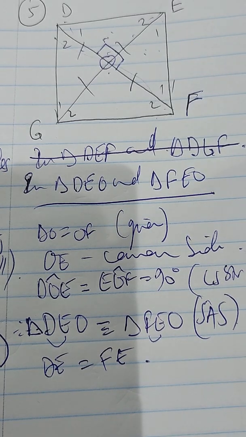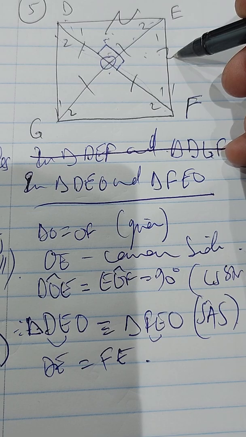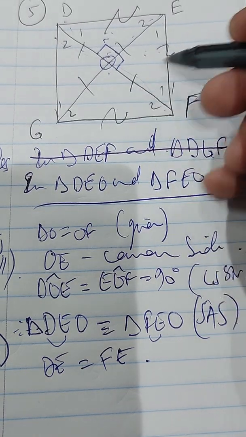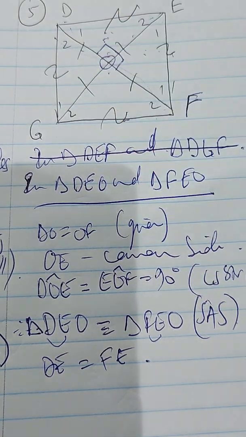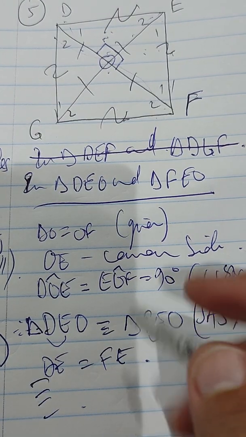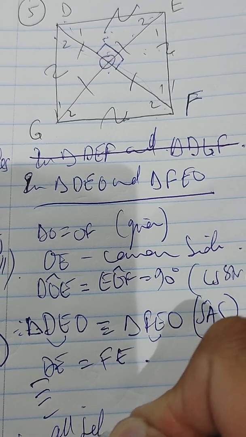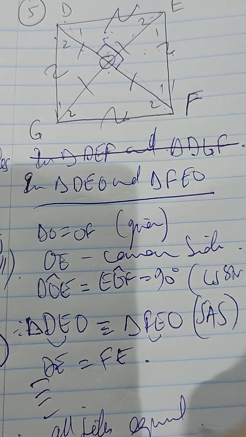So now we have proven this part. That's equal to that. Now we go through the same notion, we can prove that there. The same, you can prove it. So in conclusion, therefore all sides are equal. Okay.